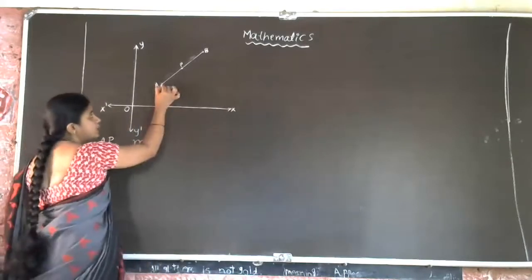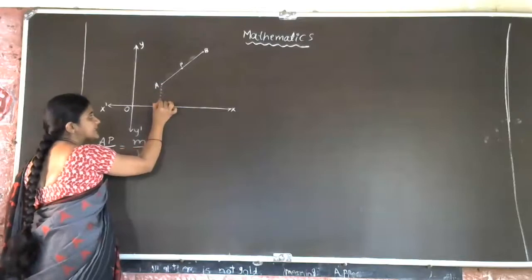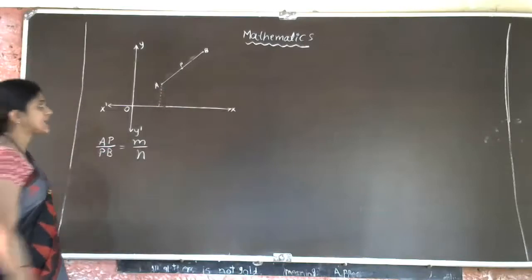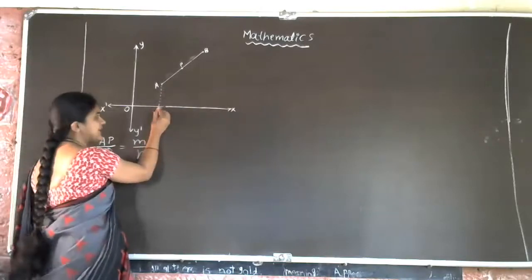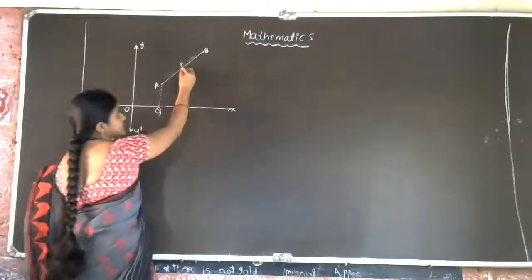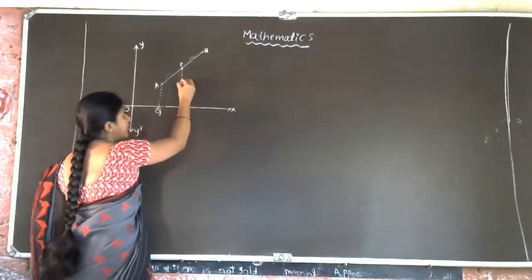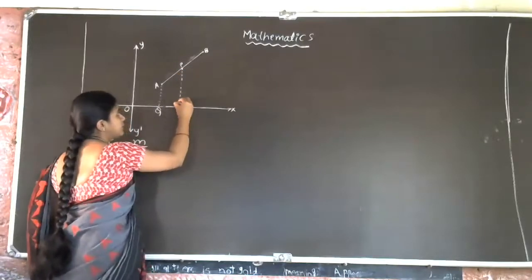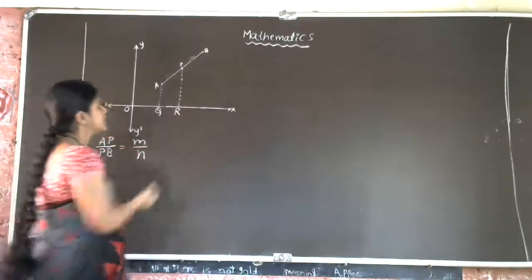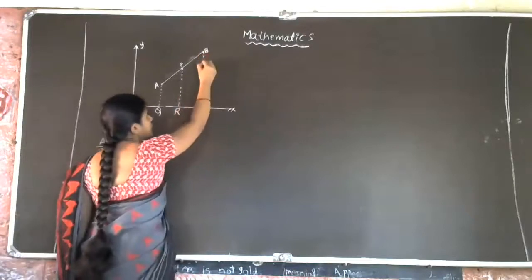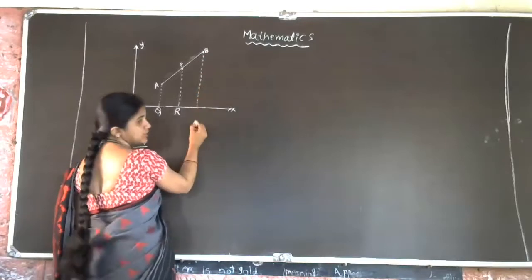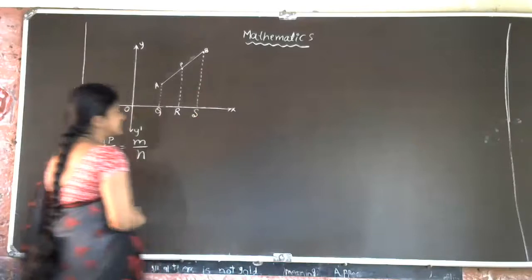From point A, draw one perpendicular to the x-axis. Let us name this point Q. Next, from point P also we have to draw a perpendicular; let us name this point R. Next, from point B also we have to draw a perpendicular to the x-axis; let us call this point S.